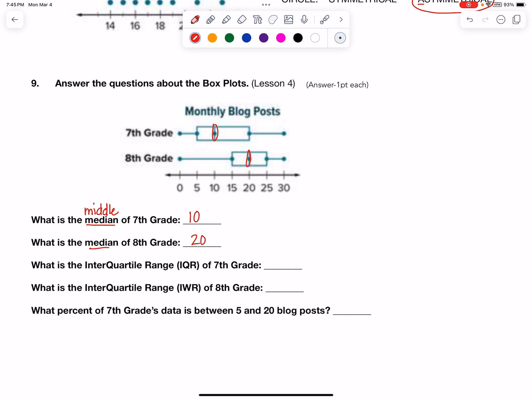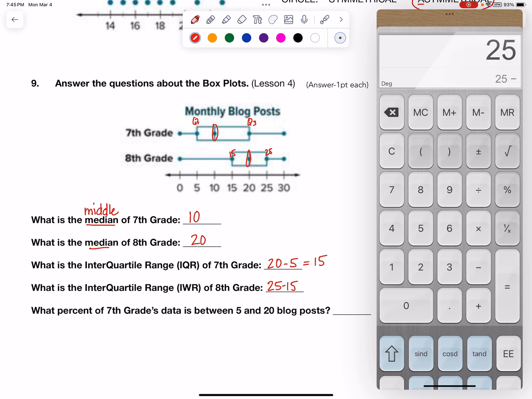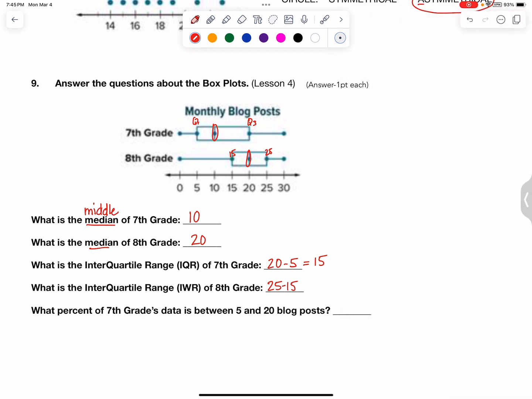And remember, that's taking the Q3 minus Q1. And so we have the 20 minus 5 equals a range of 15. And then the IQR for 8th grade is the 25 and the 15. So we have 25 minus 15. If you're not sure, because it's a test, you should be doing this so you don't make any silly mistakes. So that range is 10, and you can see it's a smaller range of data.